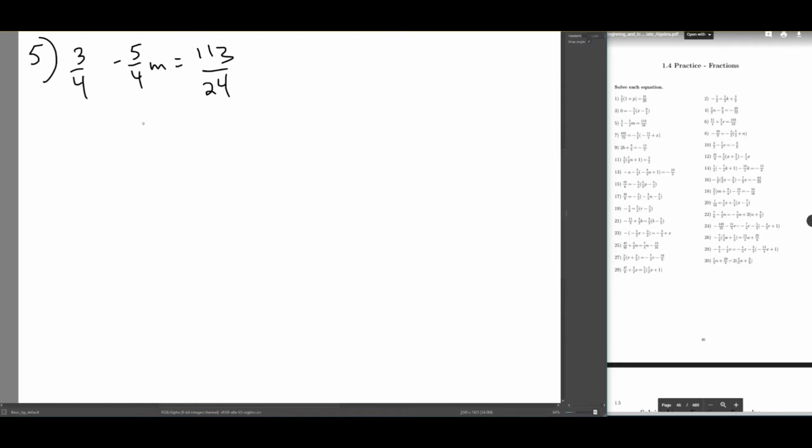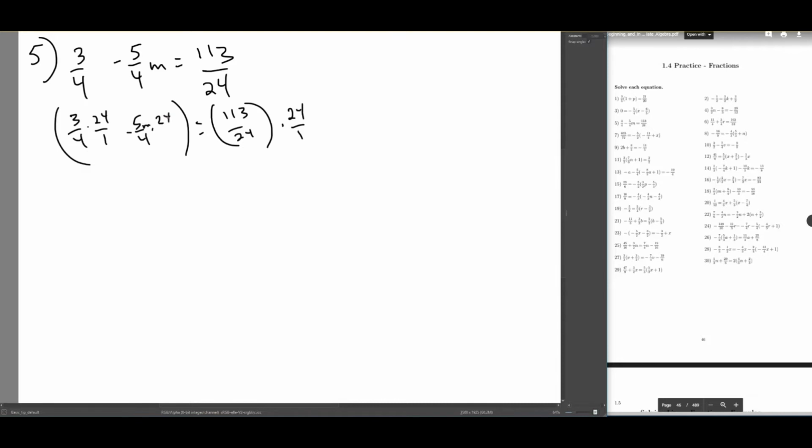All right, problem 5. So I have here 3 over 4 minus 5 over 4m equals 113 over 24. Well, that looks tough. Let's work it out. If we want to get rid of the fractions, what could we do? We could multiply everything by 24. That would certainly solve our problem. So let's do that, shall we?